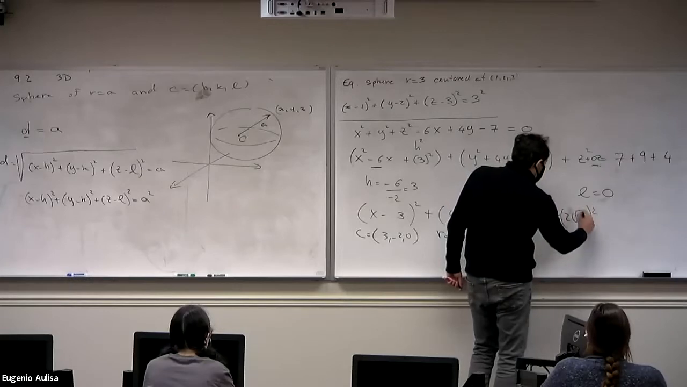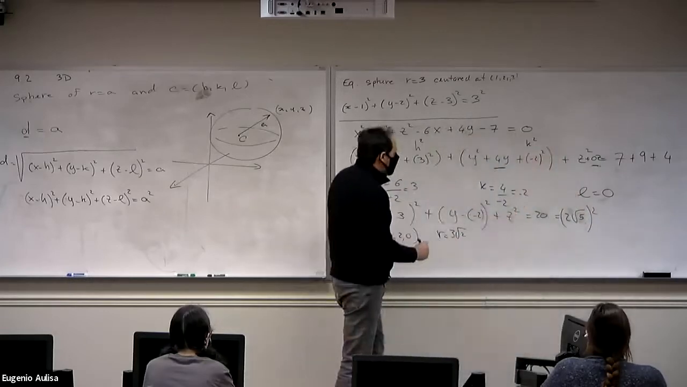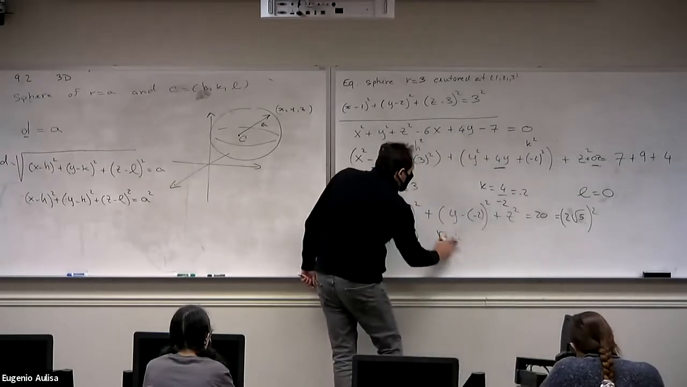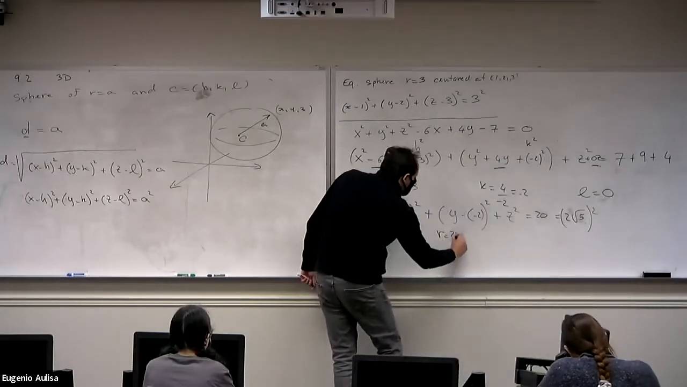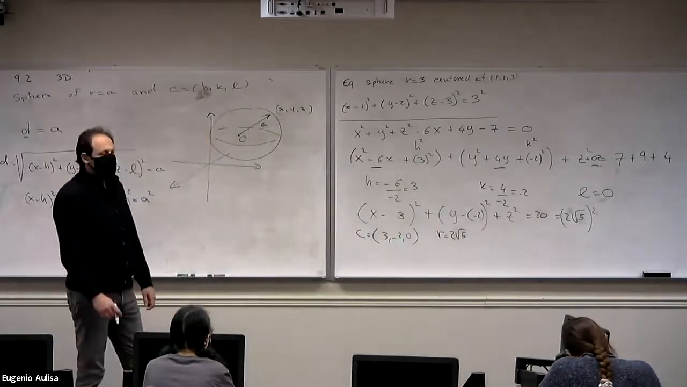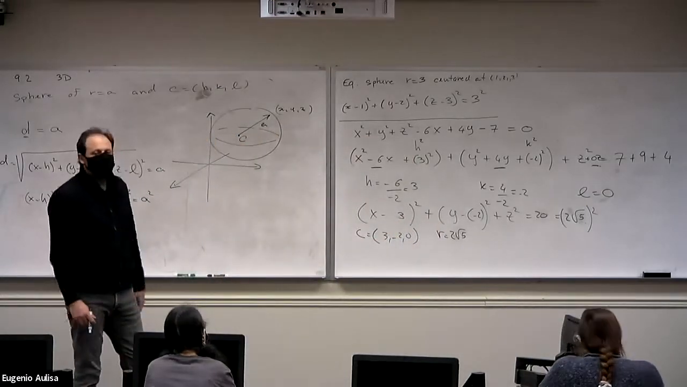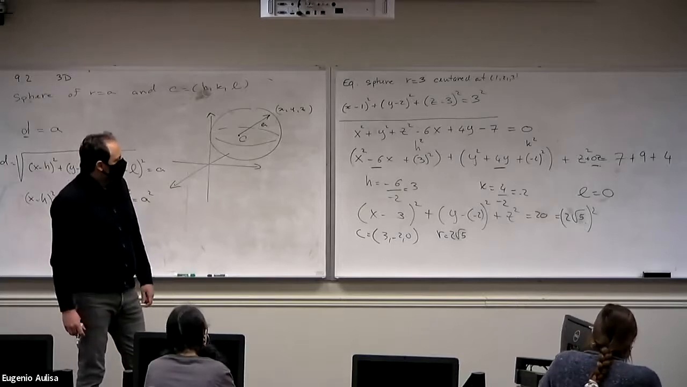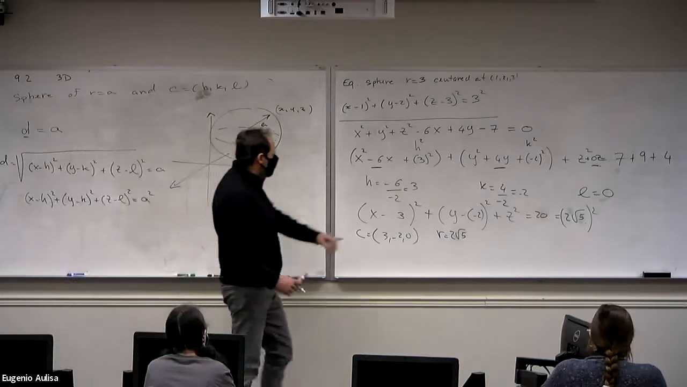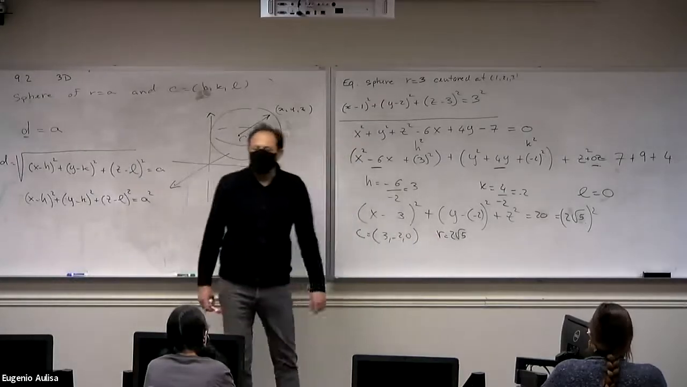You should stop me if I make a mistake. So that's 20. So the square root of 20 is 2 radical 5. So the center of the sphere is at (3, -2, 0), and the radius is 2 radical 5.